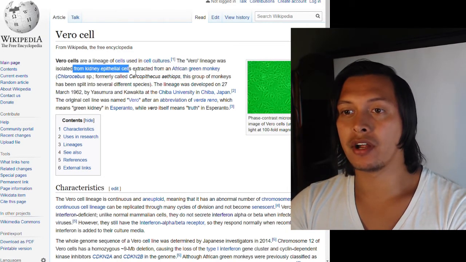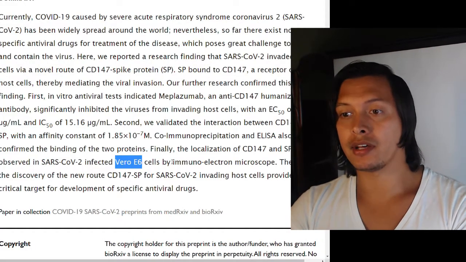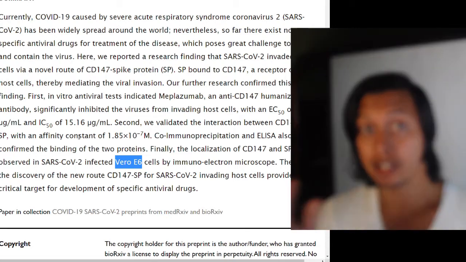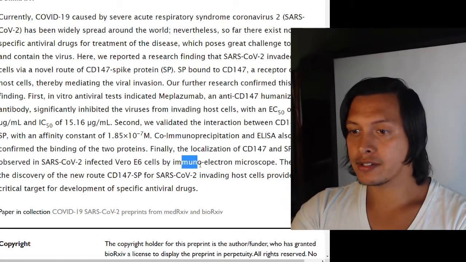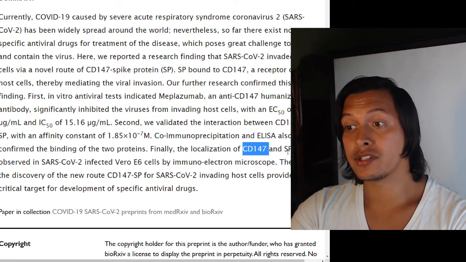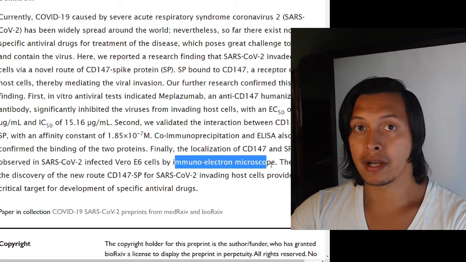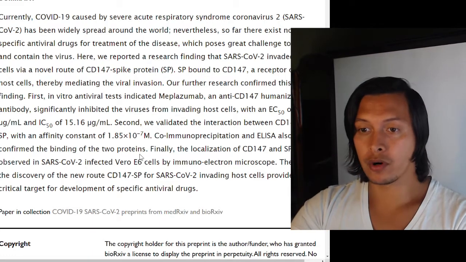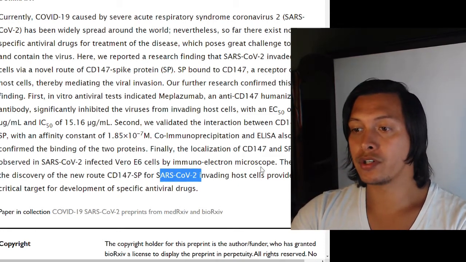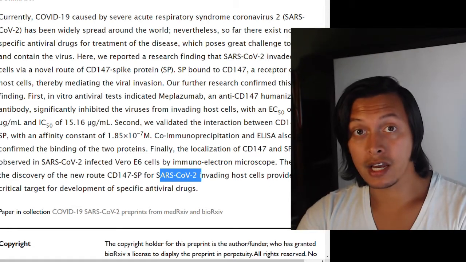African green monkeys. So they're kidney epithelial cells from the African green monkey. So they're not human cells, but they're closely related, so we hope that there would be a translation. They observed the co-localization of the CD147 and the spike protein by immunoelectron microscopy. Therefore, the discovery of the new route of the CD147 spike protein for SARS-CoV-2 invading host cells provides a critical target for development of specific antiviral drugs.